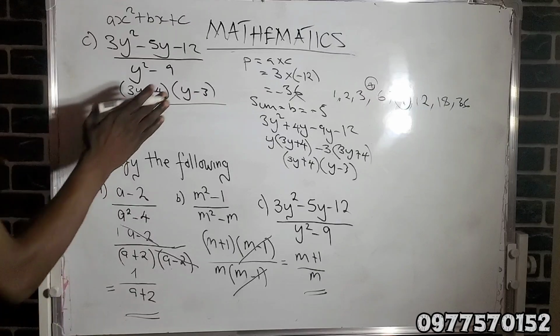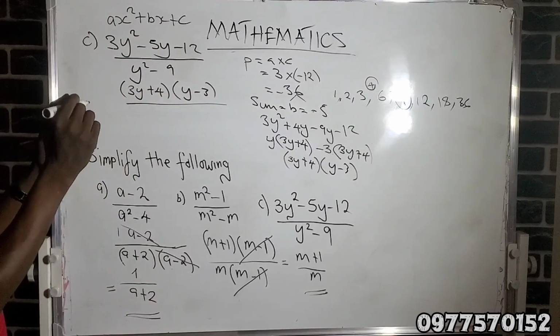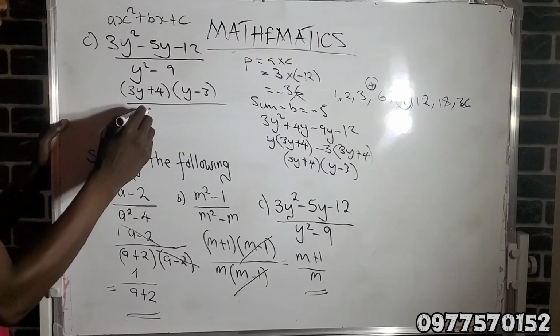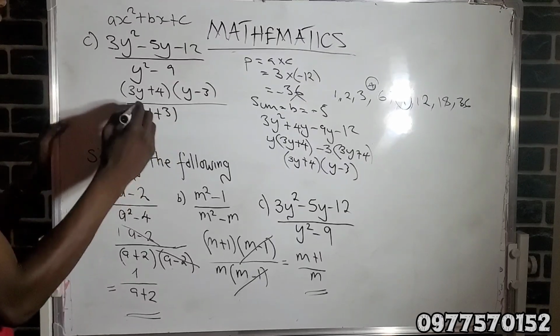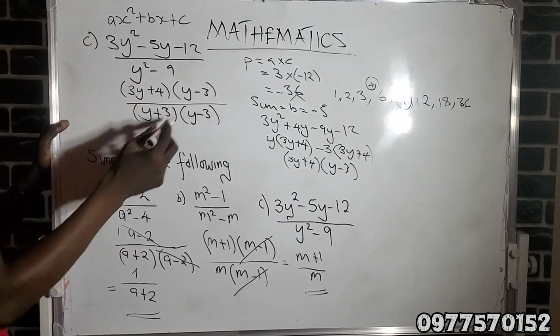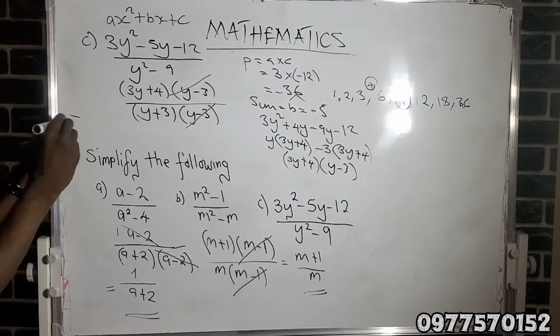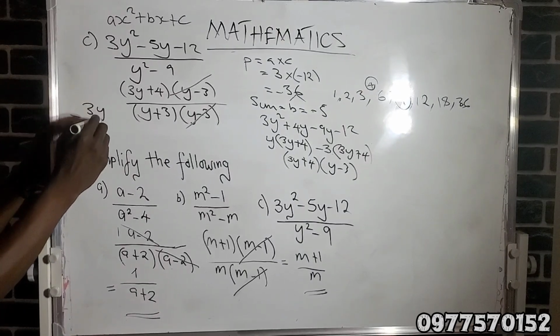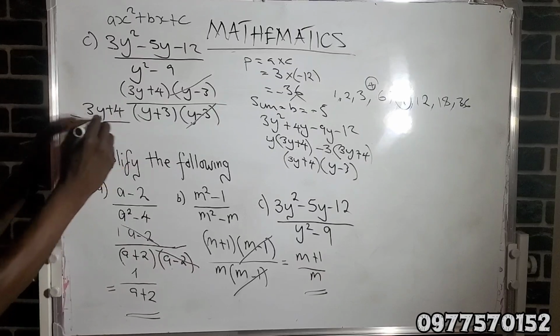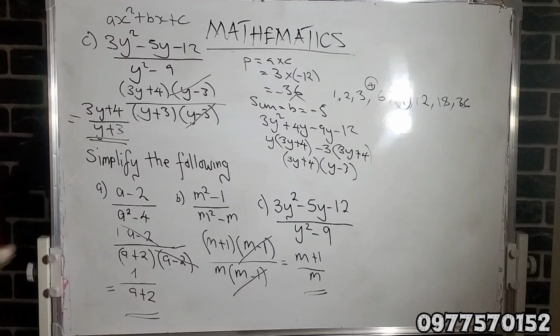So down here is the difference of how many squares? 2 squares, yes. 9 can be written as 3 what? Squared. So which can be y plus 3, y minus 3. Do you have what is common? Yes. Y minus 3 and y minus 3 cancel, right? And we are remaining with 3y plus 4 over y plus 3. Are we together? Yes. And that's the answer. Okay? It's as simple as this.